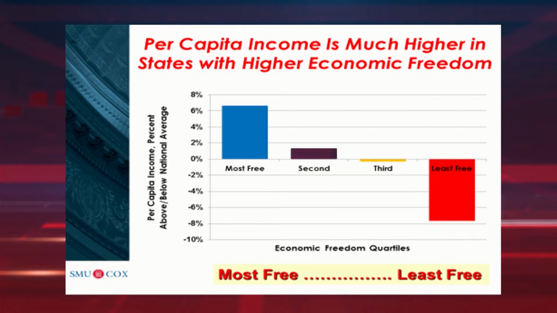So what we have here is the most free states had incomes about 7% above their national average. The least free had incomes about 7%, almost 8% below their national average. So about a 15 percentage point differential there, which, hey, that's significant, right? We'd all like to have 15% more money.